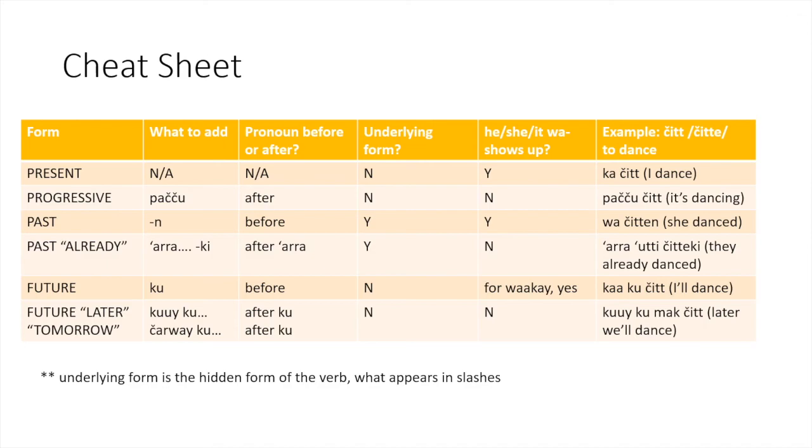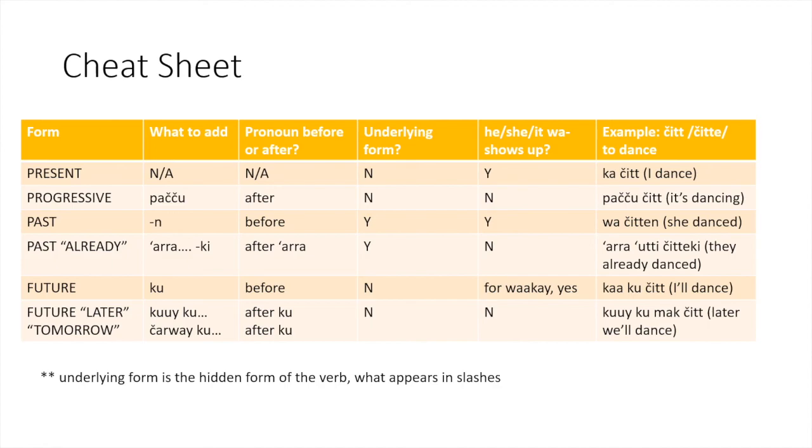So if you want to use past tense, but if you want to say already, you put arra and the ki after the verb. So the pronoun comes after arra. Arra uti chiteki. They already danced. So wa does not show up. So if you want to say he danced, he already danced, you just say arra chiteki.